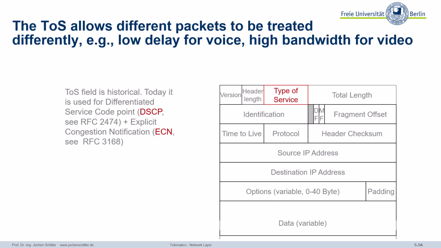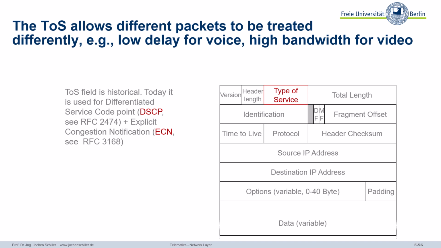And then the following field was originally in history called the type of service. So already from the very beginning, there were some thoughts about maybe we do not always have only best effort, but maybe some more important packets, some less important packets, some delay-sensitive packets. Later on in the 90s, there was a lot of discussion going on. How can we support, for example, more real-time applications, voice, audio, video, with the internet?